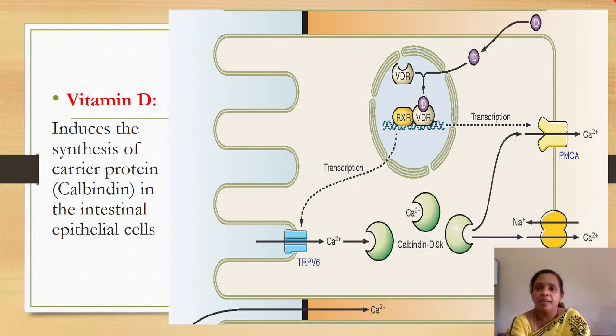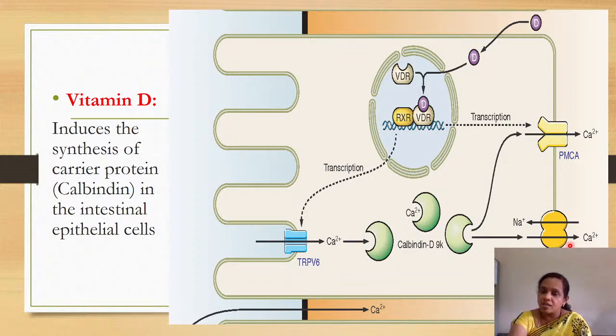So once again I am repeating, vitamin D induces or increases the transcription of the calbindin protein. As a result of the transcription, the mRNA that is formed is translated and it will form calbindin protein. This has got enormous capacity to hold calcium. So once calcium enters the intestinal cells by the TRPV6 receptor, it is taken up by the calbindin, and from the calbindin it goes out either by PMCA receptors or by sodium calcium exchange. So this is how vitamin D helps in absorption of calcium.